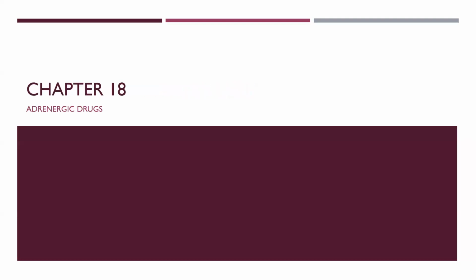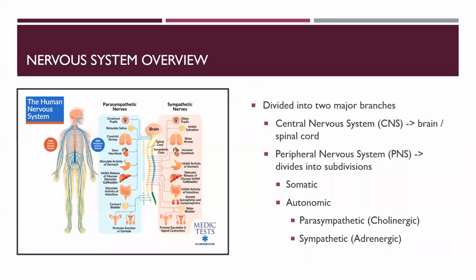Okay. So like I said, this first chapter, chapter 18, is our adrenergic drugs. These are the drugs that have to do with the sympathetic nervous system. Before we begin, like I usually do, I like to go over some of the anatomy and physiology. Our nervous system is divided into two major branches.